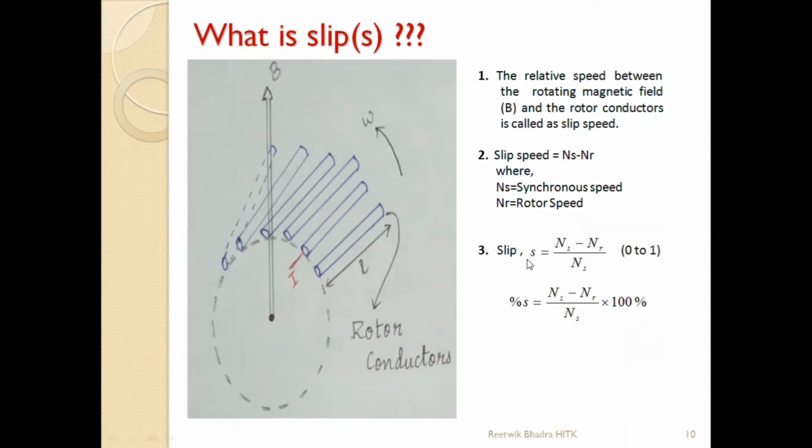Ns minus nr by ns. So this value generally ranges from 0 to 1.